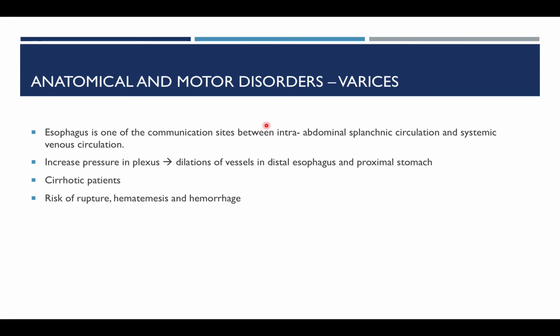Another anatomical and motor disorder is varices. So the esophagus is one of the communication sites between splanchnic and venous circulation. So when there's an increase of pressure within this plexus of these two systems, it can cause dilation of the vessels. And varices to do with the esophagus tend to occur in the distal esophagus and proximal stomach. Usually patients with cirrhosis experience varices in this area. There's a risk of rupture, hematemesis, and hemorrhage with esophageal varices.